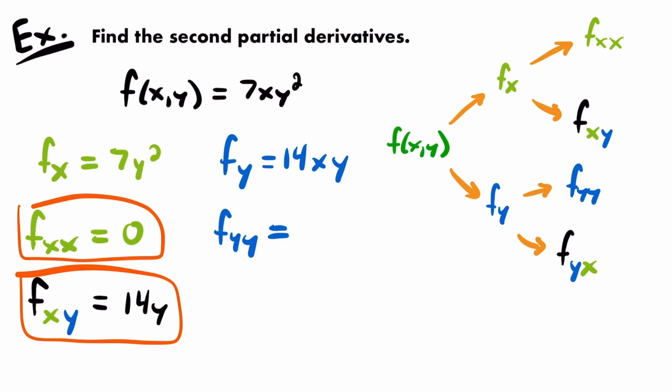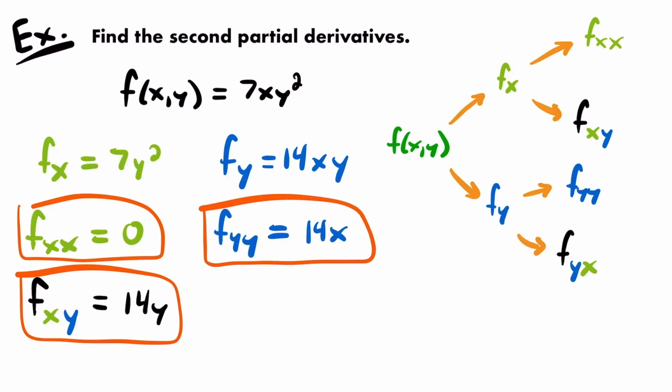And what we have here is 14xy, where we're going to treat that x as a constant. So 14x would be the coefficient of this y to the first power, and the derivative of y to the first power is just equal to its coefficient. So we get 14x as the second partial derivative where we differentiate with respect to y twice. All right, so that's fyy.